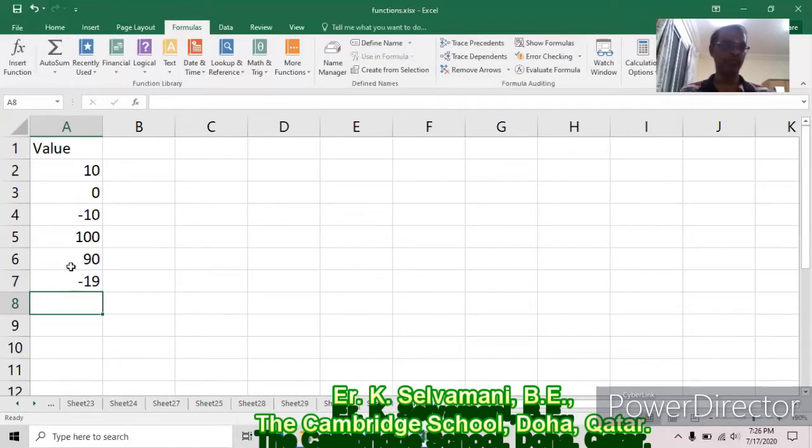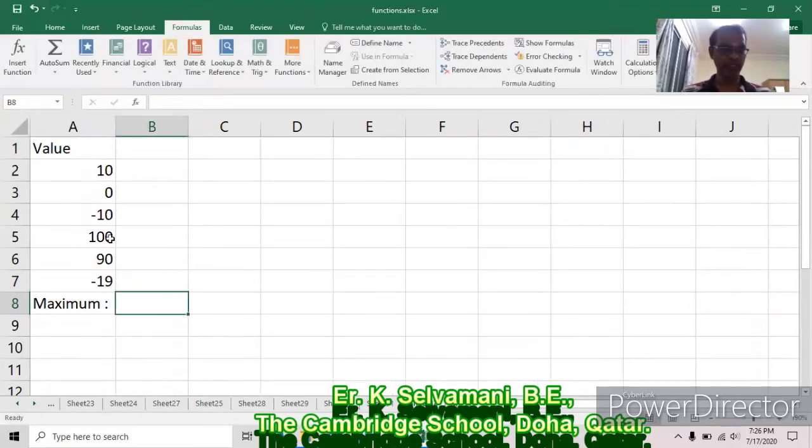Out of these values, assume A2 to A7, we are having some numbers. Which one is bigger? I'd like to find out the maximum number. Very simple. Which one is bigger? 100 is bigger.